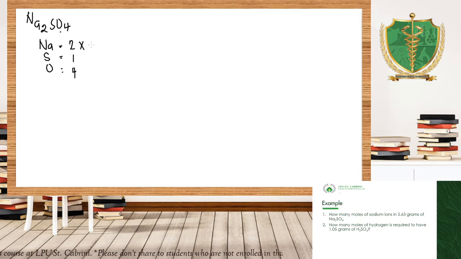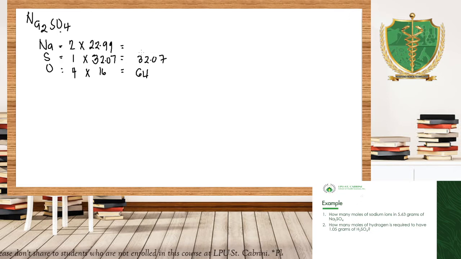So, sodium is 22.99. Sulfur is 32.07. Oxygen is 16. 16 times 4 is 64. 32.07 times 1 is 32.07. 22.99 times 2 is 45.98. So, let's add it. It will give us 142.05 grams. So, take note guys of the balance equation.